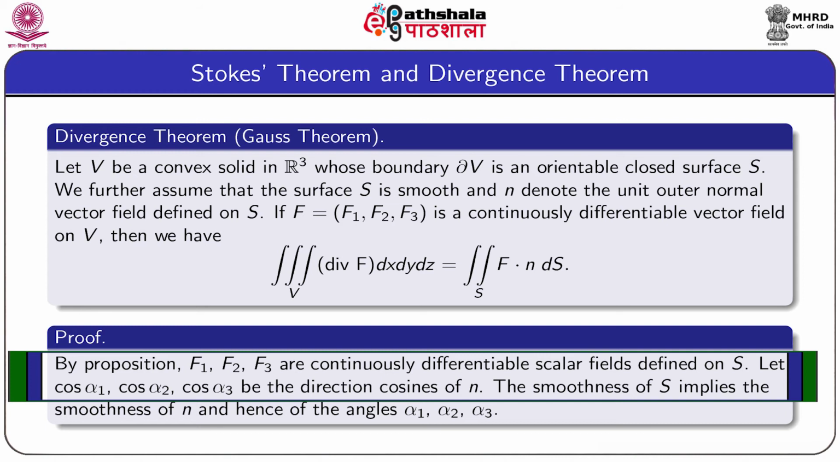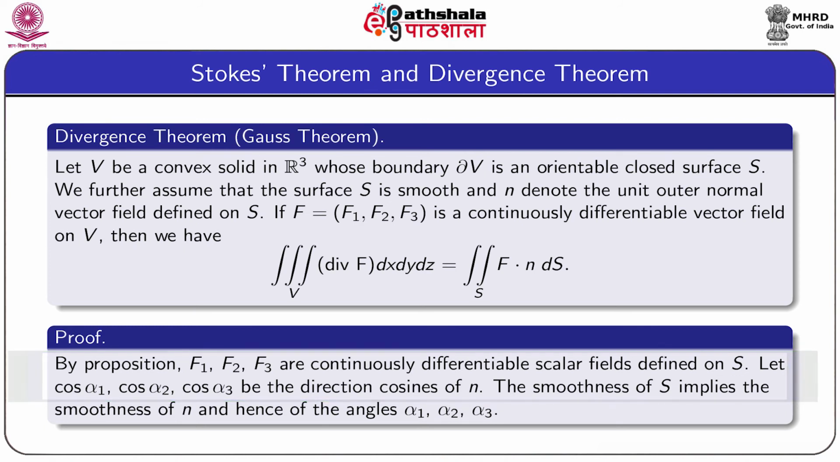The proof of the result. By proposition, f1, f2, f3 are continuously differentiable scalar fields defined on S. Let cos α1, cos α2 and cos α3 be the direction cosines of n. The smoothness of S implies the smoothness of n and hence of the angles α1, α2, α3.